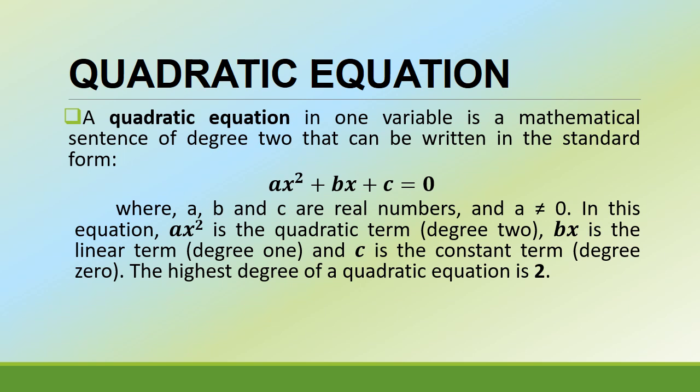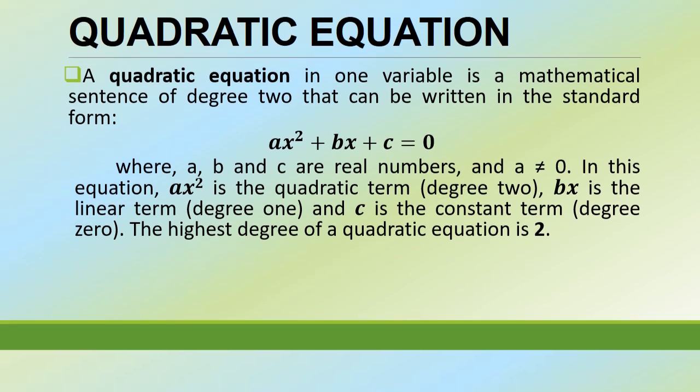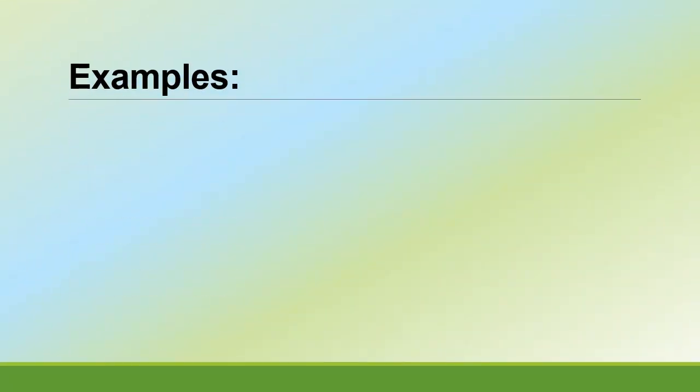In this equation, ax squared is the quadratic term, degree 2, bx is the linear term, degree 1, and c is the constant term, degree 0. So again, the highest degree or exponent of a quadratic equation is 2. Okay, so let's have some examples. We have 2x squared plus 5x plus 3 is equal to 0. Again, look at the given highest exponent. If the highest exponent is 2, then it is a quadratic equation.